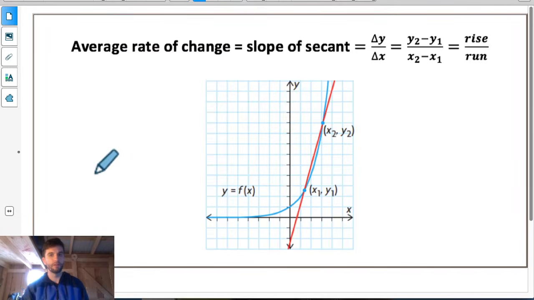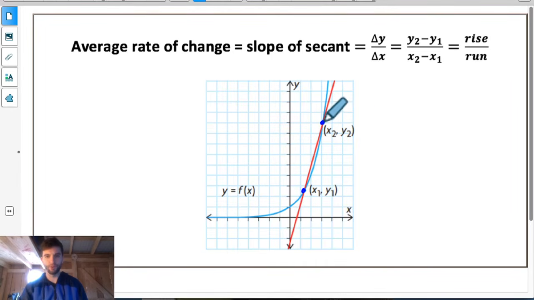So here's just a diagram that reminds you about the slope formula. If we're finding average rates of change, we're just finding the slope of a line that connects 2 points. Each of those points has an x and a y coordinate. We pick one of those points to be our first point and one of them to be the second. It doesn't matter which one is which.